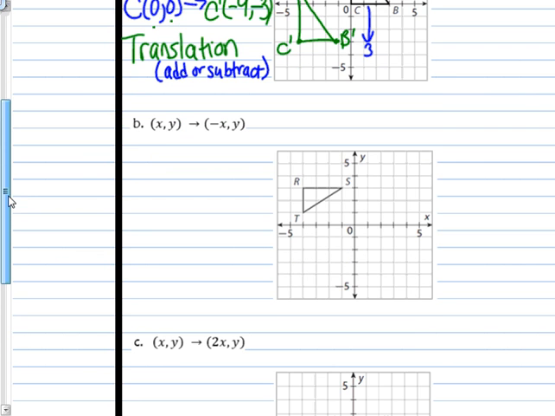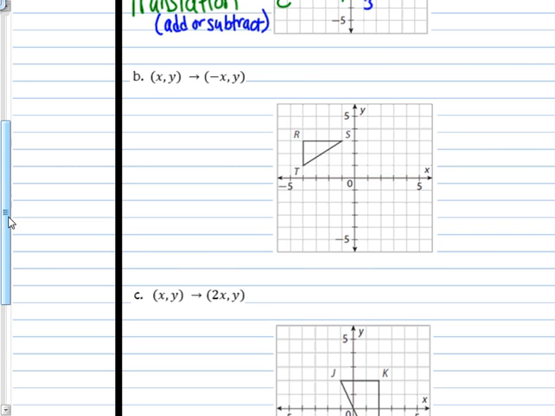Moving down to example B, we have xy, and we can see that some type of transformation was done to it. So let's go ahead and find our points. We have R, S, and T. R is at -4, 3. S is at -1, 3. And T is at -4, 1.